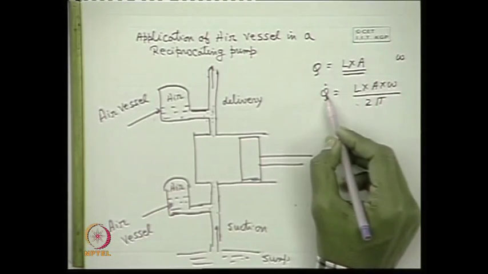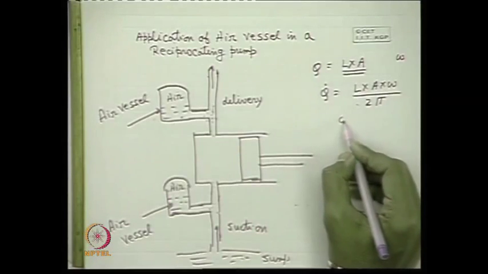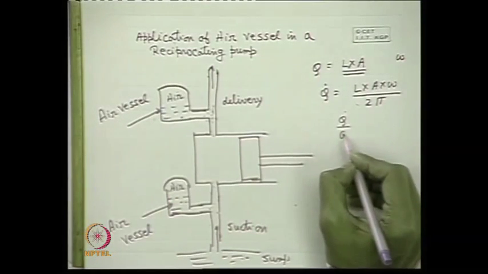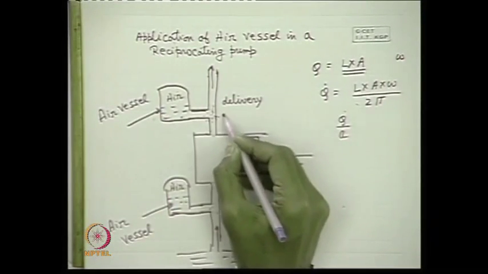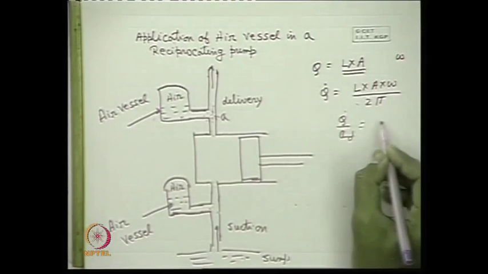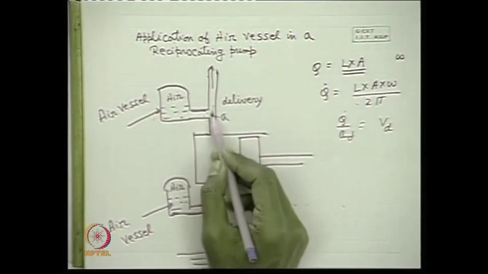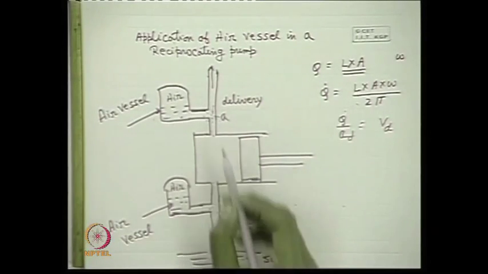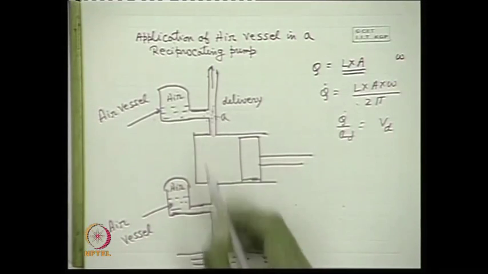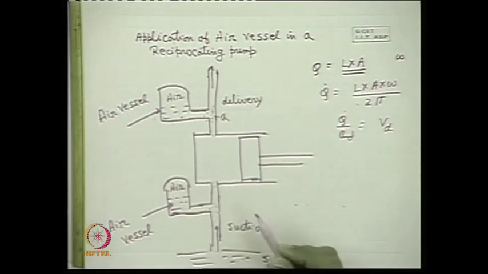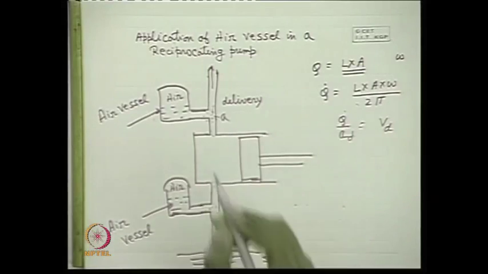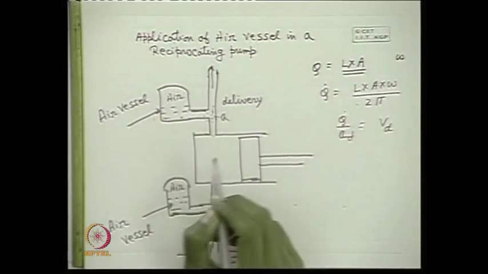If we divide this volume flow rate by the cross-sectional area of the delivery pipe, A_D, we get the average velocity of flow. But this velocity varies in the delivery because of acceleration and deceleration, so the flow rate through the delivery pipe and simultaneously through the suction pipe varies. What is the principle of operation of the air vessel?